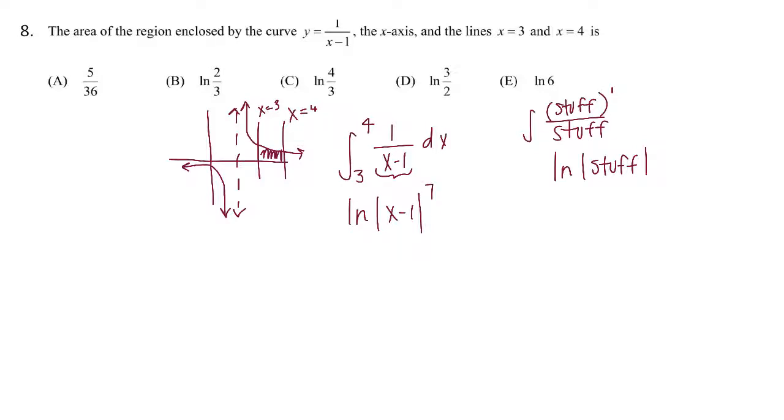And I do need to evaluate this from 3 to 4. So we're going to sub in here, and I'm going to have the natural log of 3 minus the natural log of 2. And remember, we can condense logarithms if they're expanded by subtraction. We can condense with division. So that gives us answer choice D.